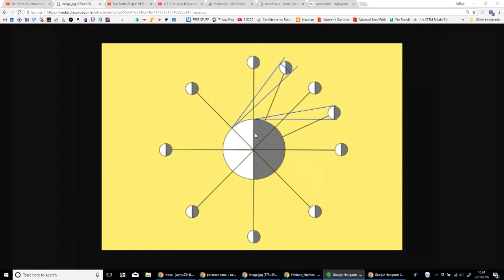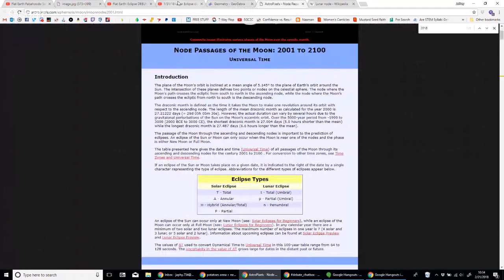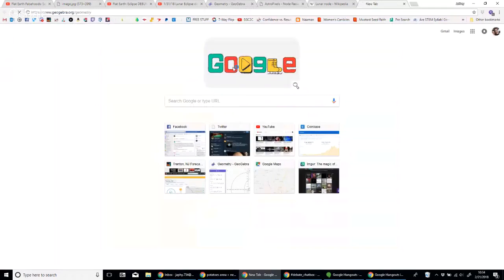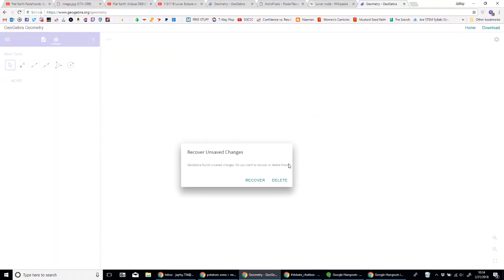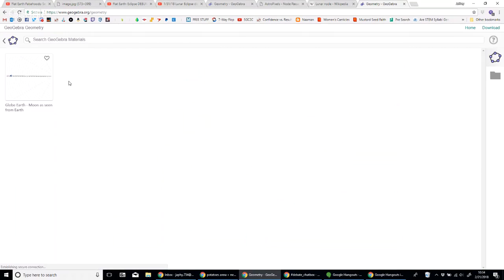My point was that this image isn't nearly to scale. That if it was made to scale, they would realize that it accurately represents the phases of the moon. So what I'm going to do now is show a couple of demonstrations of the phases of the moon to scale from Earth. So let me open those up for you.